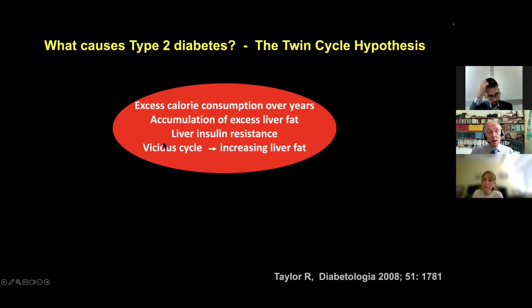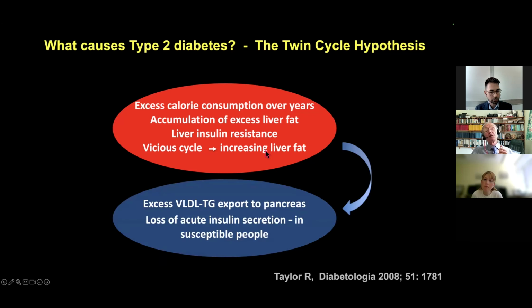that. But then there would be a vicious cycle, and the insulin resistance would cause plasma insulin levels to rise. That would have a knock-on effect in stimulating more fat production through de novo lipogenesis, which is happening only in the liver. And so there would be a vicious cycle.